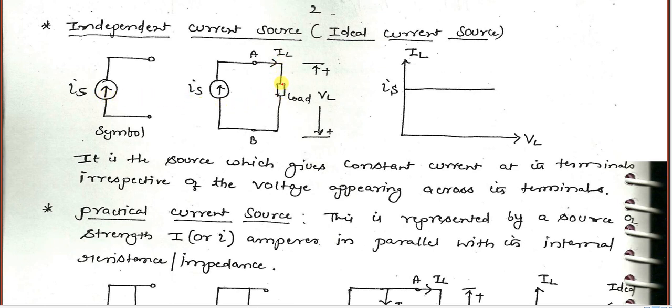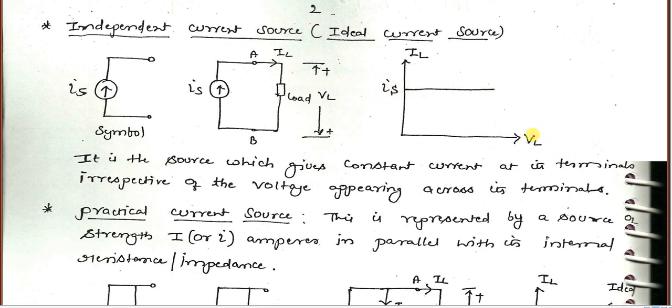And if I connect any load here, RL, in series the current remains the same. In series the current remains the same. So the value of current is always equal to the current source value IS. Irrespective of VL, IL is constant. The load current is constant, which is the same as the source current.